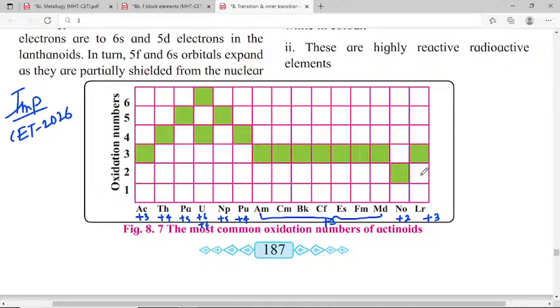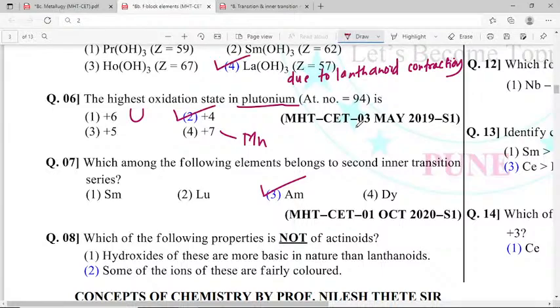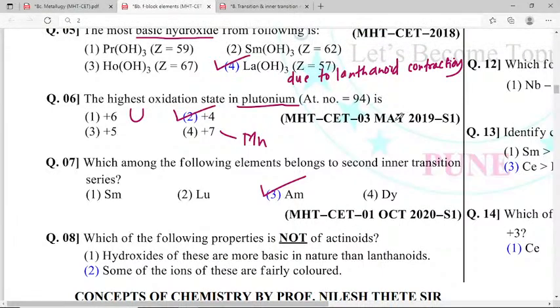Okay, get it? Which among the following elements belong to the second inner transition series? Second inner transition series, actinides. Actinide series means the 5f series.